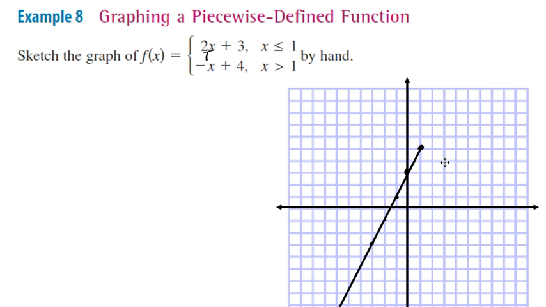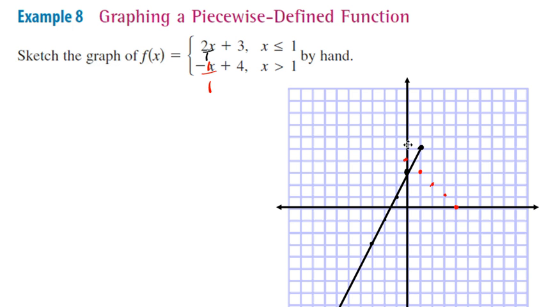Okay. Now, what happens when x is greater than 1? Well, it's going to be the graph for negative x plus 4. So watch this. Let's just graph it, and then we'll erase stuff. So go to 4. 1, 2, 3, 4. Right? And this means I go down 1 over 1. Down 1 over 1, and so on.